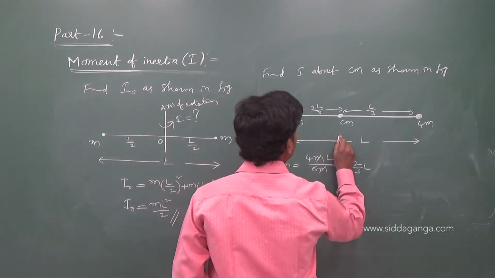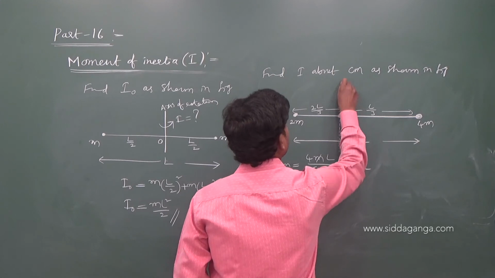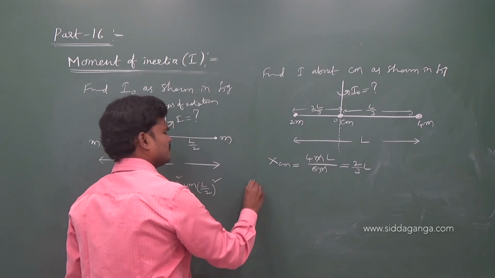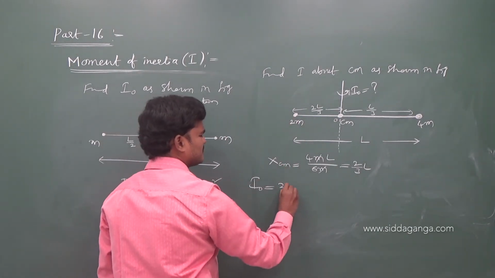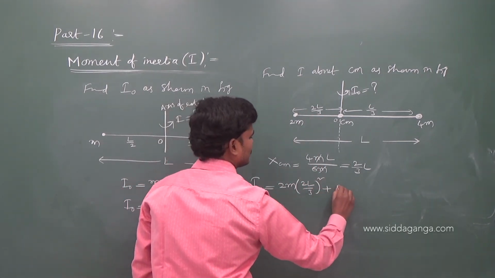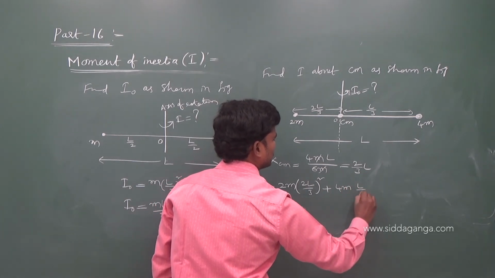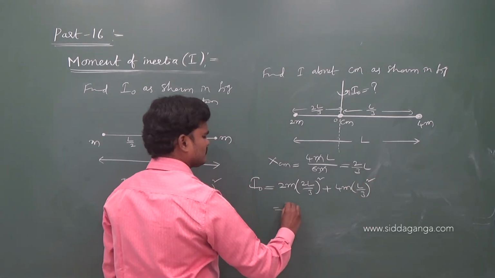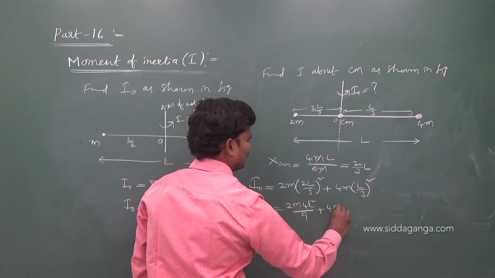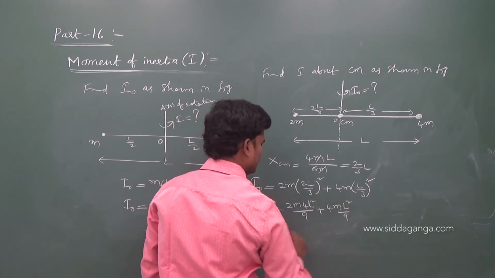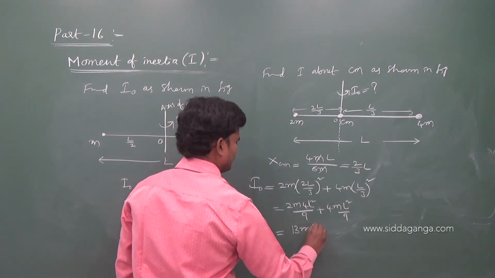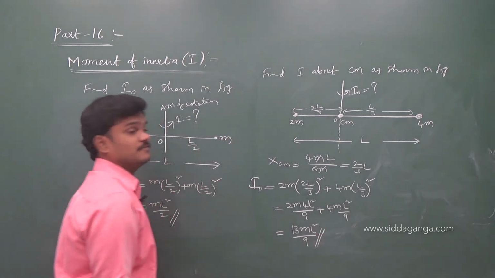So they are asking to find moment of inertia about this axis. So how to get this? IO is equals to left side mass is at what distance? 2m into 2L by 3 whole square. Right side mass is how much distance? 4m into L by 3 whole square. Then 2m into 4L square by 9, plus 4m L square by 9. Okay, this is 8 and 1, 9 plus 4 is 13. 13 mL square by 9 is the required answer for this.